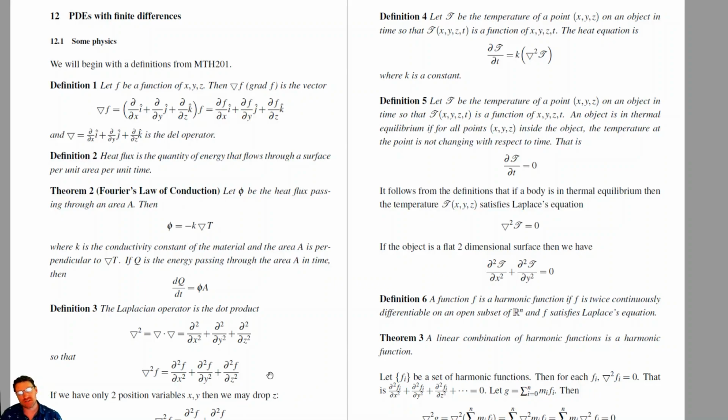Now if we have only two spatial dimensions, say x and y, to worry about, then the Laplacian operator applied to f is the sum of the second order partial derivatives in x and y. So just what we have here at the bottom.